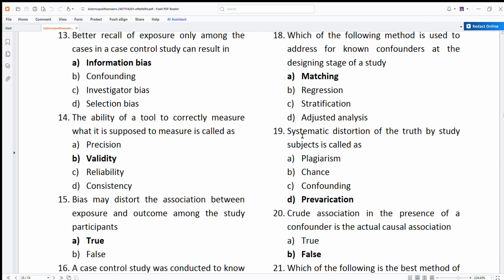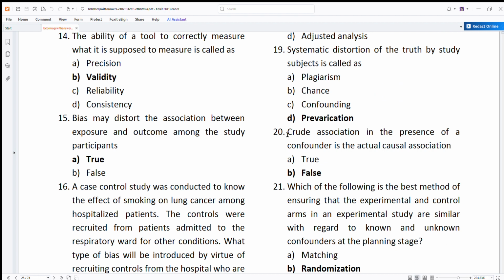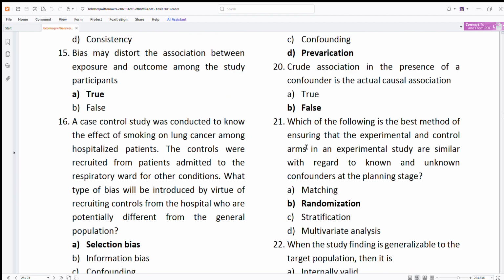Systematic distortion of the study by study subjects is extremely important. This is prevarication. Crude association, in the presence of a confounder, is actual causal? No, false. Crude can never be actual causal.